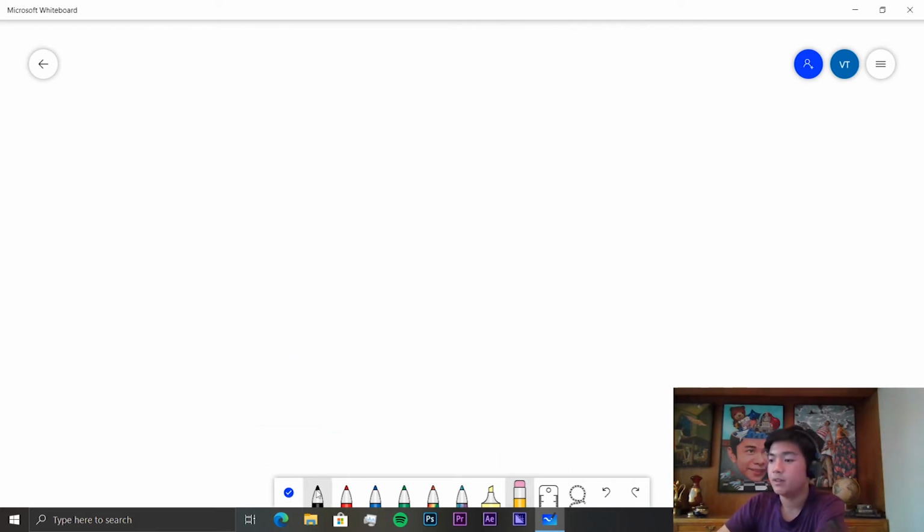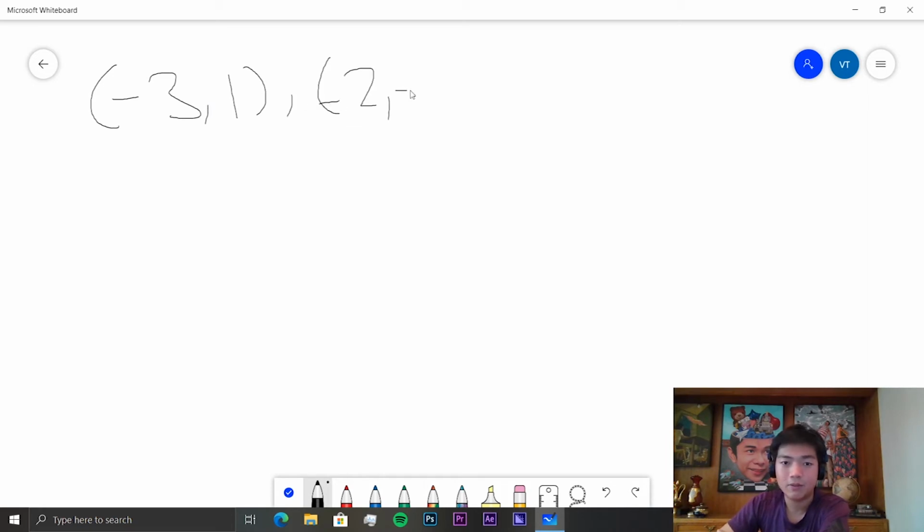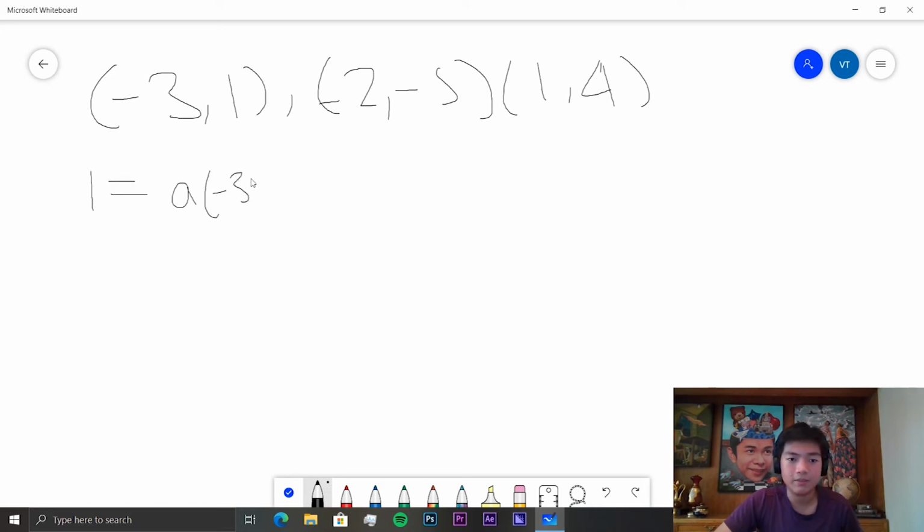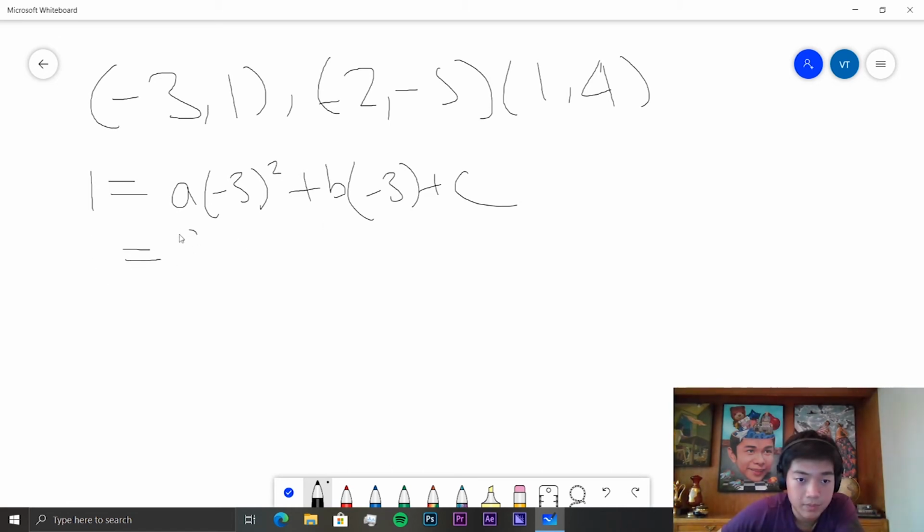Finally, we need to find the equation of a quadratic function that passes through the points. And this is what I mean by constructing a system of linear equations to find the polynomial. So if we're given the points (-3, 1), (-2, -5), and (1, 4), we can construct a system of 3 linear equations that we can use to solve this and find the equation of the polynomial. Because we know f of -3, so 1, is equal to a times -3 squared plus b times -3 plus c, where a, b, and c are all real numbers. So this is equal to 9a minus 3b plus c.